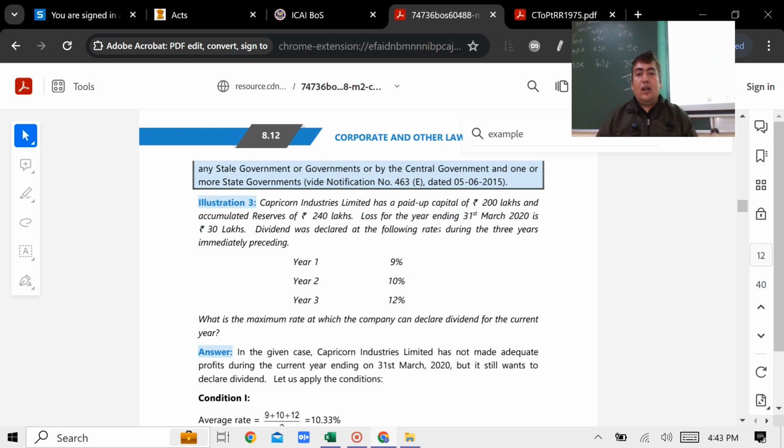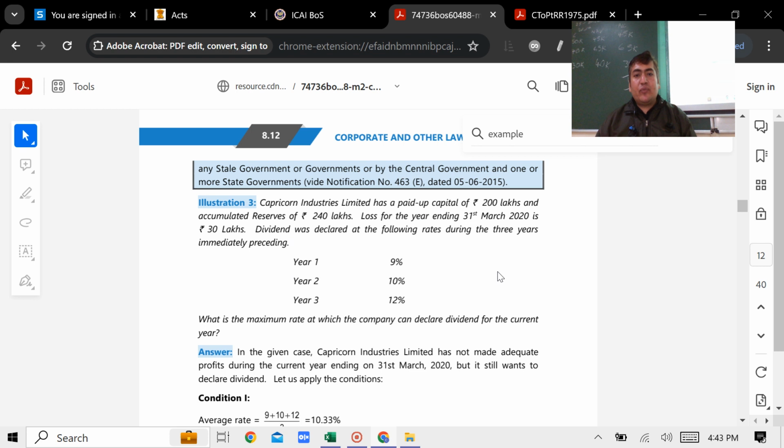Okay, fine. Let me go one by one. Rate of dividend is given, paid up capital is given, free reserve is given, and what is the maximum rate at which they can go? But a rate पूछा है. Okay, let's go with this. 9 plus 10 plus 12 divided by 3. What is the average coming here? 10%. So now 10% is the maximum.